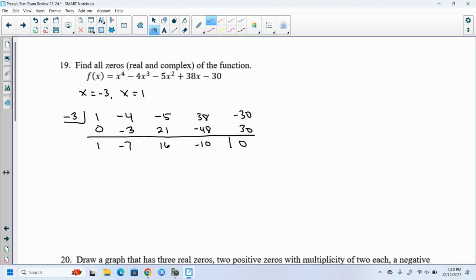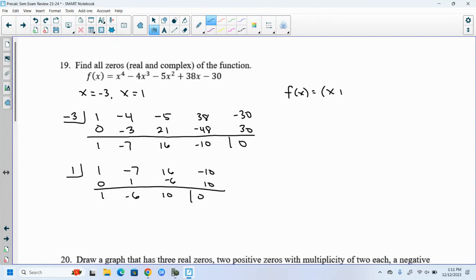So now I use this depressed polynomial, the answer on the bottom, and now I do synthetic division with 1. And you got to use the answer that we just got. And then same thing, I get 1, -6 here, 10, +10, 0. So this is what we got. Since -3 is a root, x plus 3 is a factor. Since 1 is a root, x minus 1 is a factor. And we are left with x squared minus 6x plus 10.